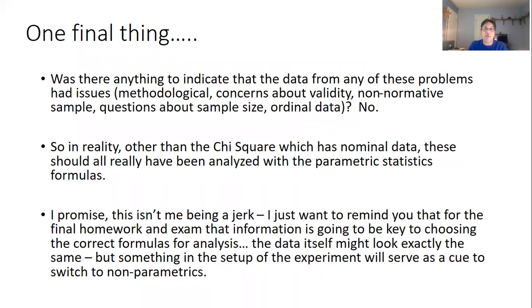Because if you're expecting something, and certainly something would lead you to expect that these are non-parametrics, is these are problems in the non-parametric PowerPoint or walkthrough. But there truly was nothing in those question setups which indicated those things should have been non-parametric. So the correct answer would have been on all of them to do the parametric version, except for the chi-square, which you just had nominal data, so therefore you had to do the chi-square. But the last 3, there was nothing indicating something went wrong.